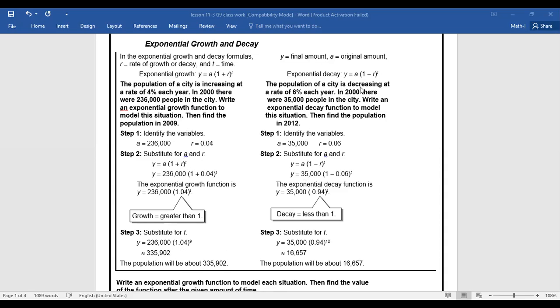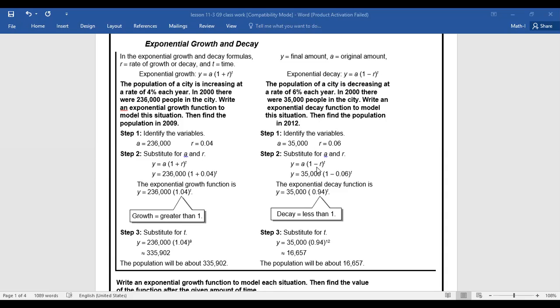Let's take the second example. The population of a city is decreased, which means it will decay at a rate of 6% each year. In 2000, there were 35,000 people in the city. Write an exponential decay function to model this situation, then find the population. In the same way, we have to identify the variables first. So which one was the starting amount? It was 35,000. And the rate was 6%, so it will be 0.06.